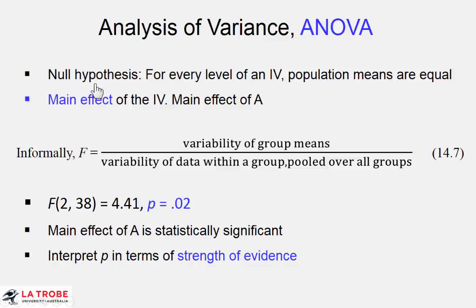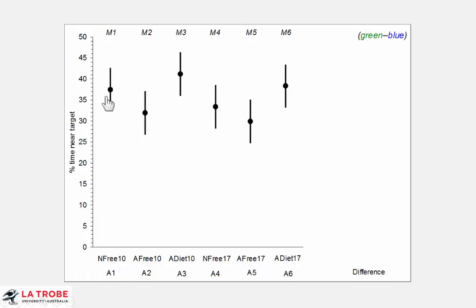So the approach is set up a null hypothesis, which says that for every level of an independent variable, the population means are equal. This is referred to as the main effect of that independent variable. In this chapter, we have only a single IV, that's called A in the jargon. So in this Halle-Gappa study, we've got 6 groups, we've got a single IV, and the null hypothesis would say in the population, the means for all these 6 conditions are all the same. And analysis of variance tests that null hypothesis.